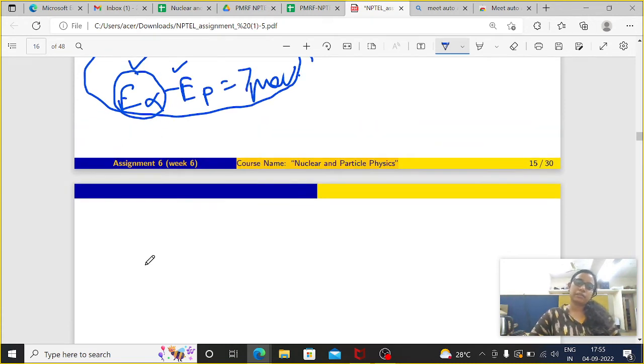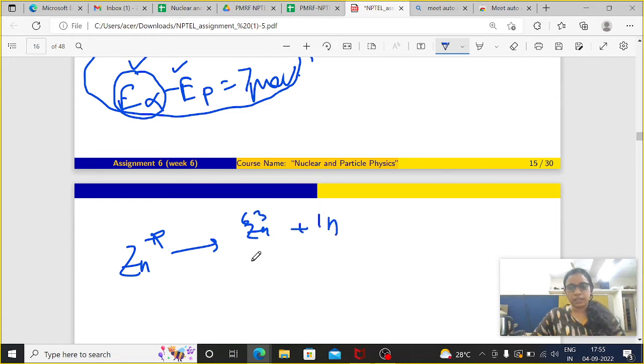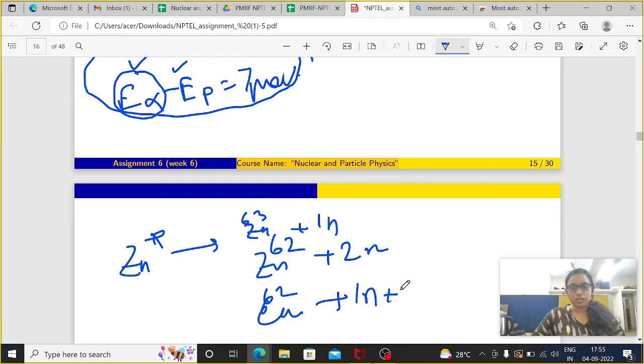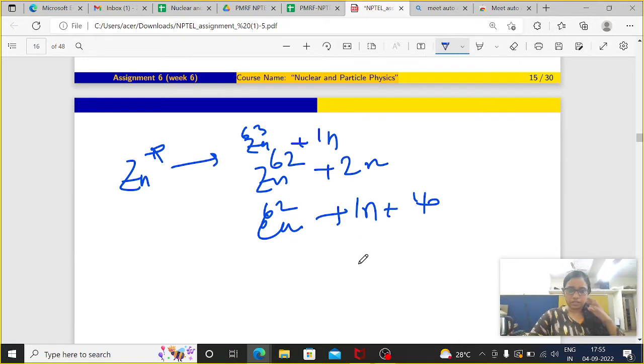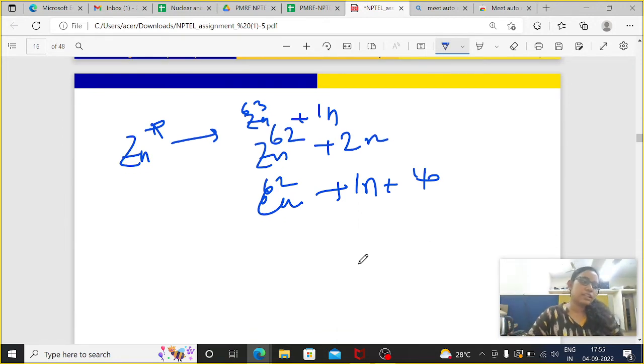Now what have they done? They have observed that Zn star can decay into various things like Zn63 plus 1n, Zn62 plus 2n, or copper 62 plus 1n plus 1p. Fine. So this type of expression may be there. These three decays can be possible from both the above reactions 1 and 2, because from 1 and 2 we can have this type of expression.